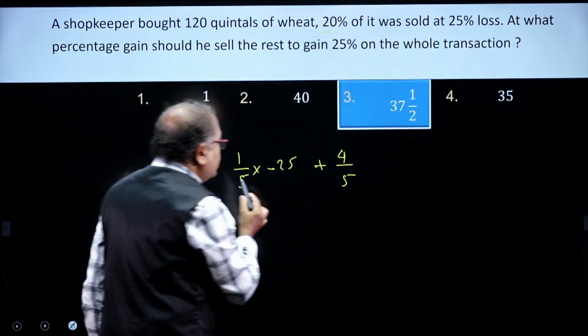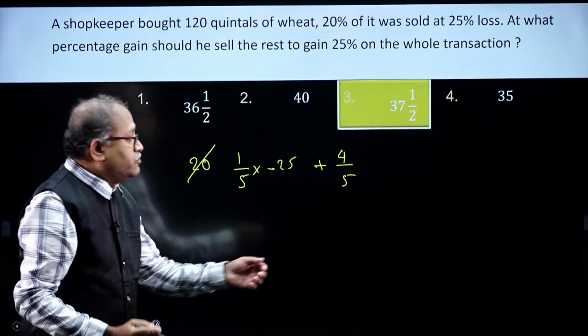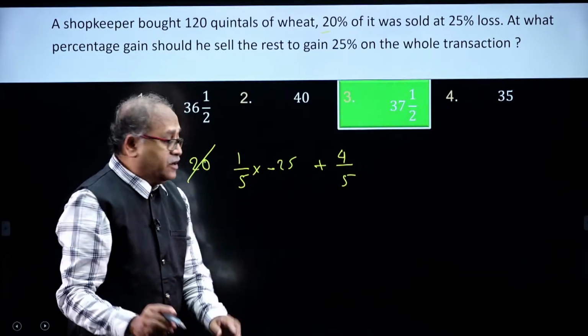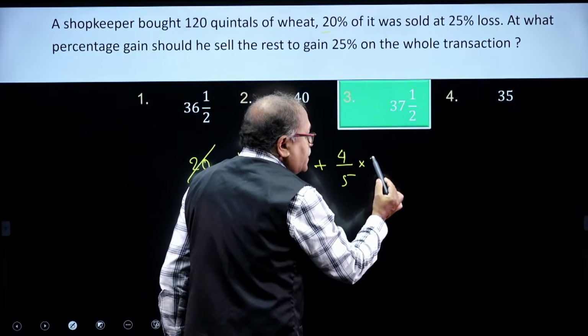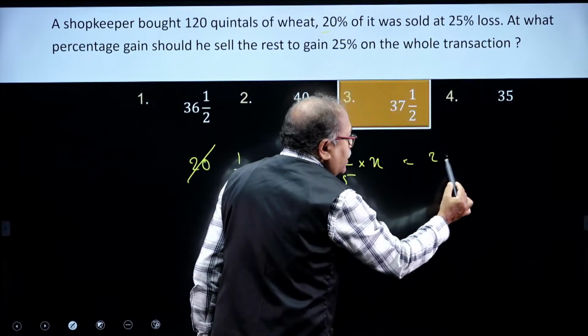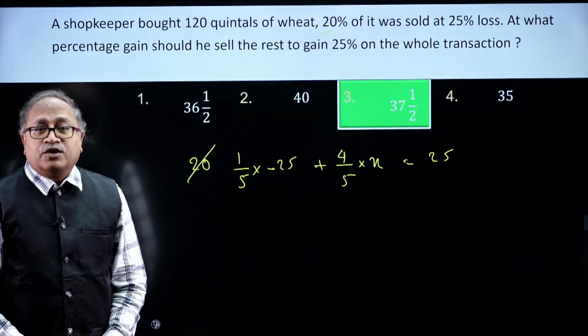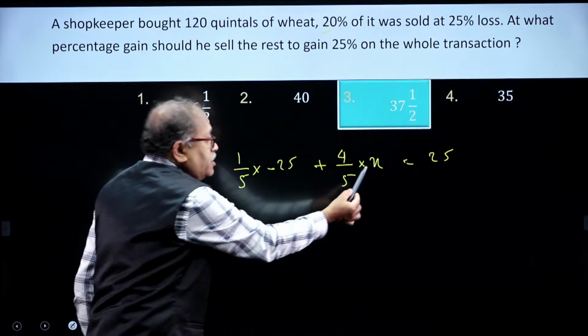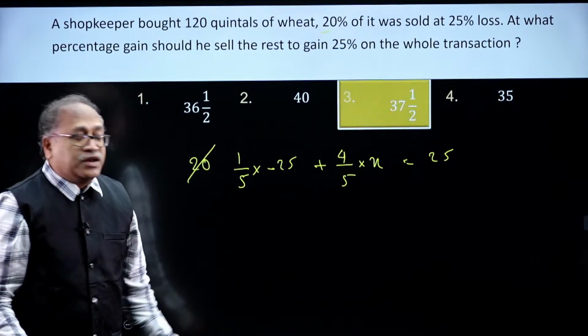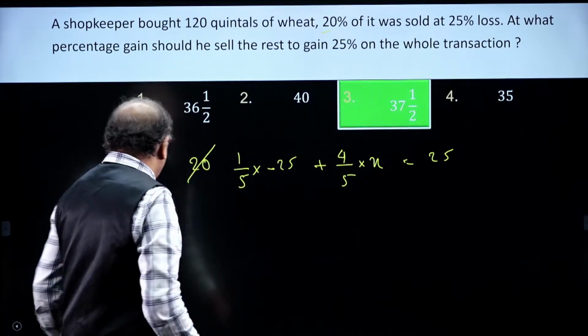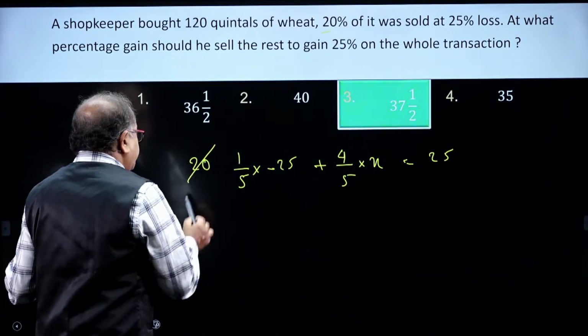4/5, because the 1/5 is 20%, the remaining one is 80%, which is 4/5, and it is sold at X percent profit, and overall I am getting 25% profit. Now, you get the X value. So, the remaining should be sold at what percentage profit? That should be sold at X percent profit.